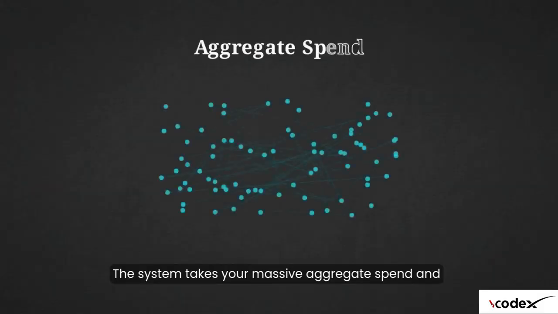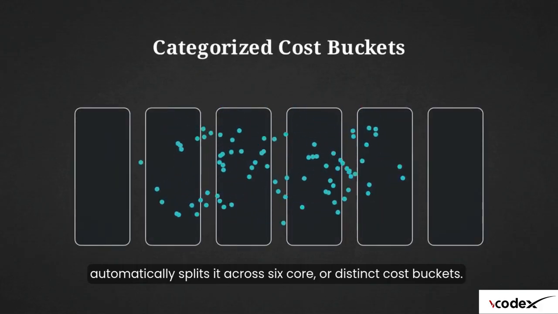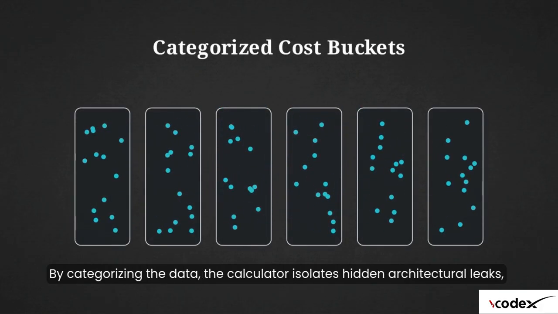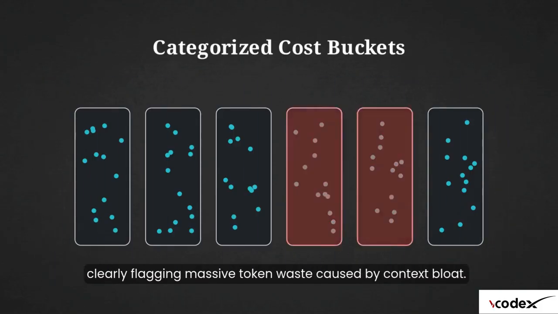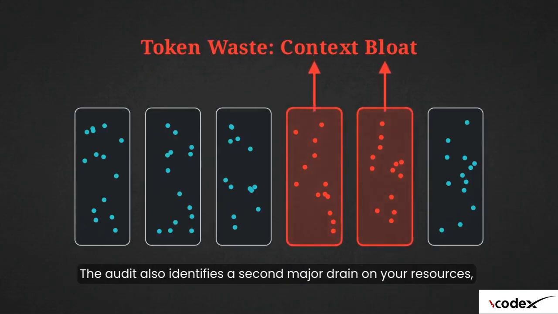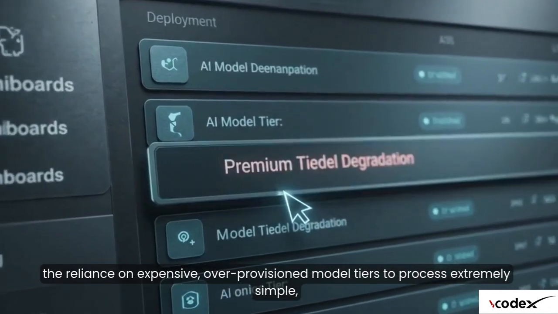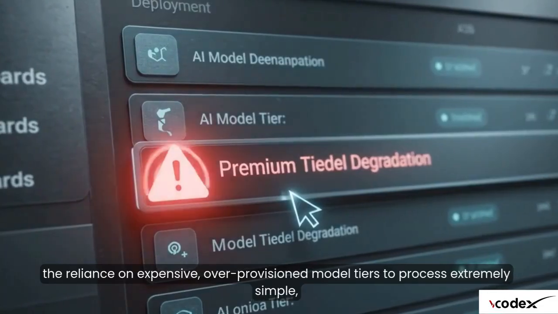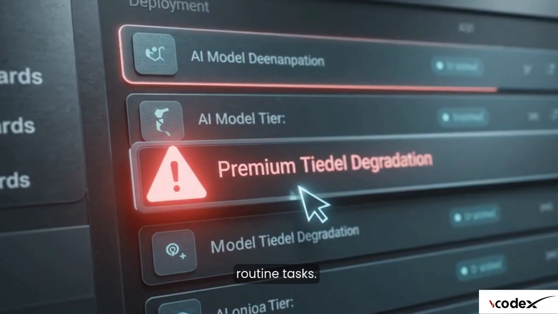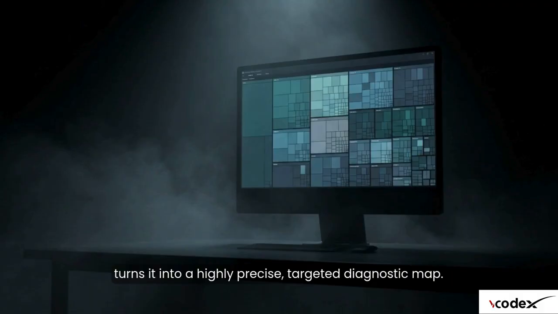The system takes your massive aggregate spend and automatically splits it across 6 core, distinct cost buckets. By categorizing the data, the calculator isolates hidden architectural leaks, clearly flagging massive token waste caused by context bloat. The audit also identifies a second major drain on your resources, the reliance on expensive, over-provisioned model tiers to process extremely simple, routine tasks.